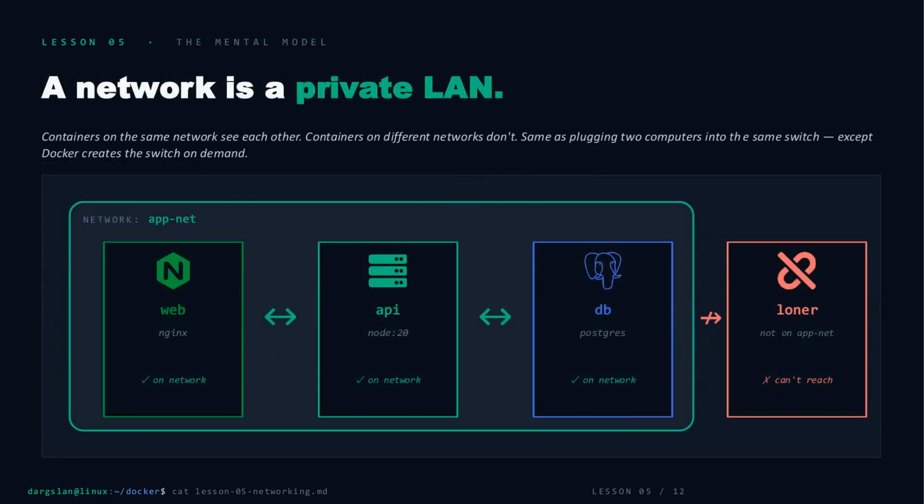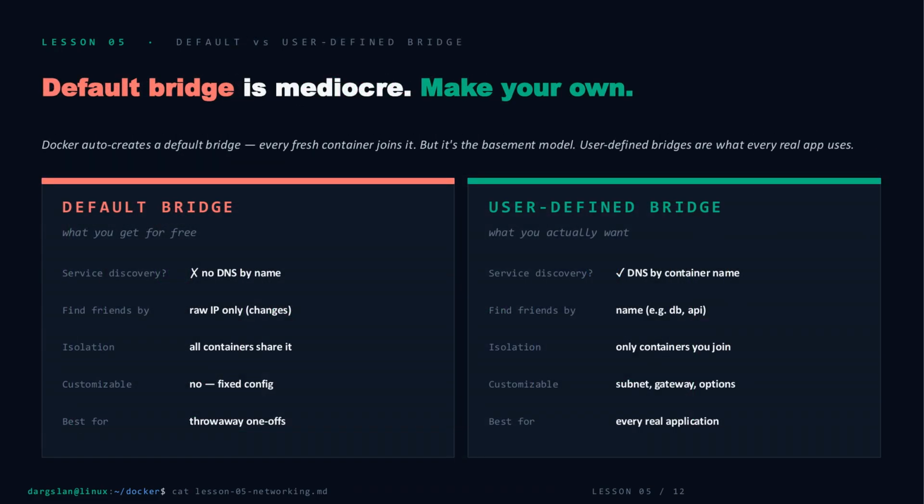Before we touch any commands, hold this picture in your head. A Docker network is just a private LAN. Plug containers into the same network, web, API, DB, and they can all talk to each other. Leave one off, like our lonely container on the right, and it's invisible to the rest. Same idea as a physical switch in a server rack, except Docker spins one up the moment you ask for it.